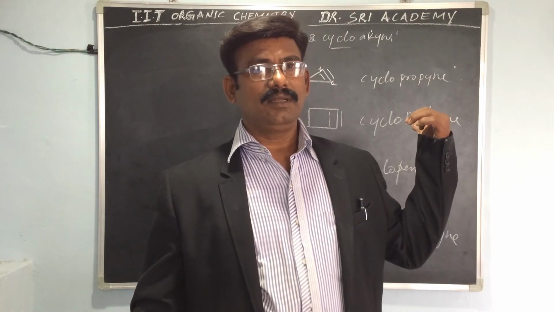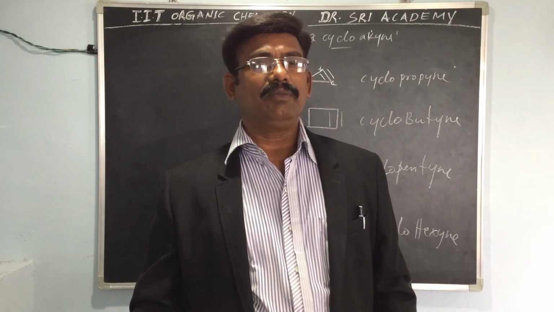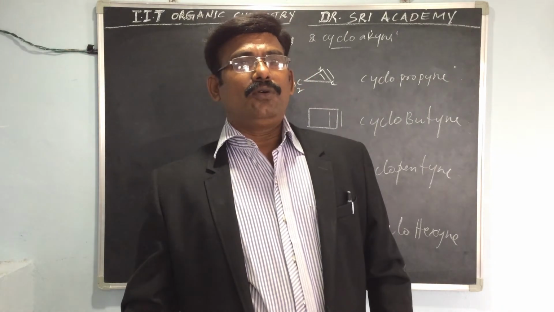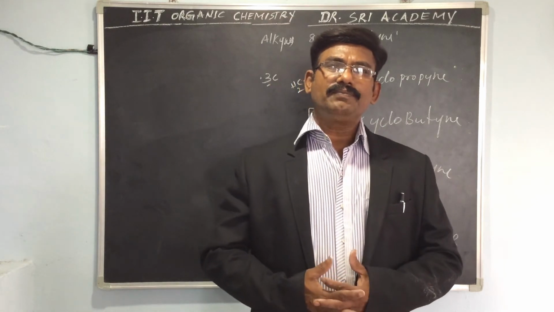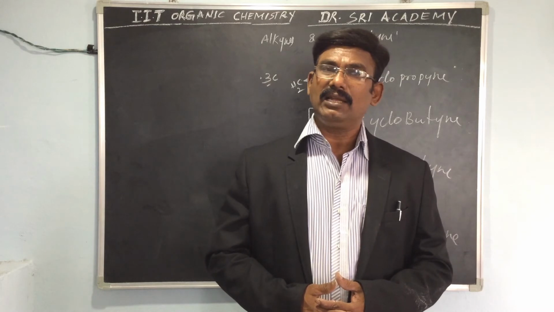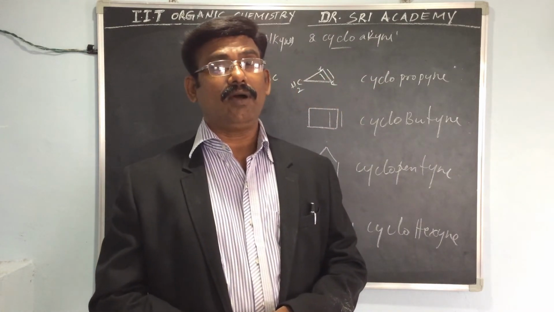These are all in cyclic form of the structures. Okay, so we have completed alkenes, cycloalkenes, alkenes, alkynes, and cycloalkynes.